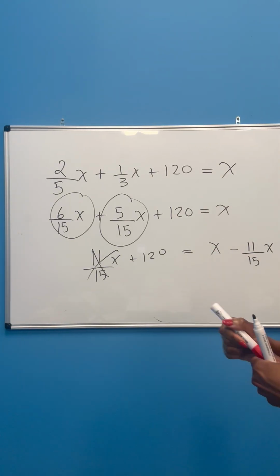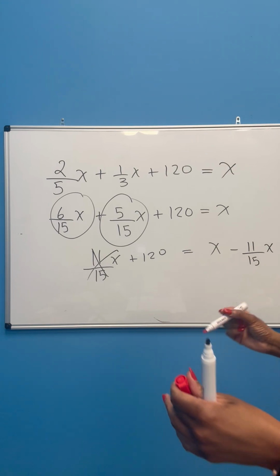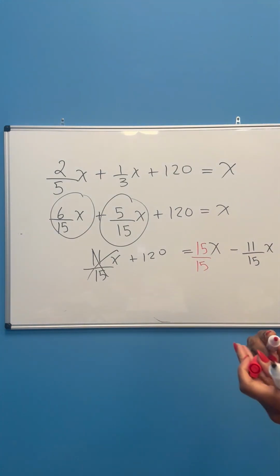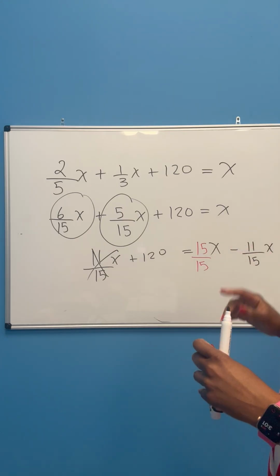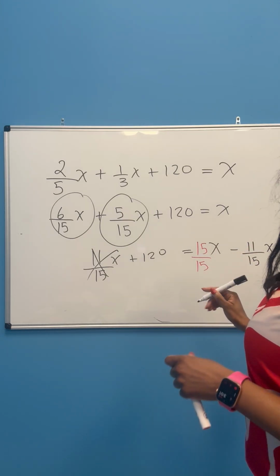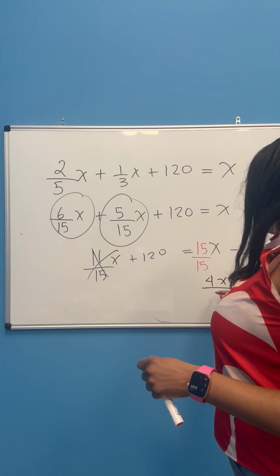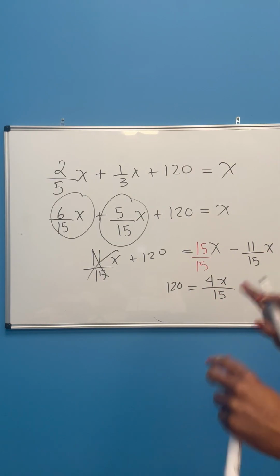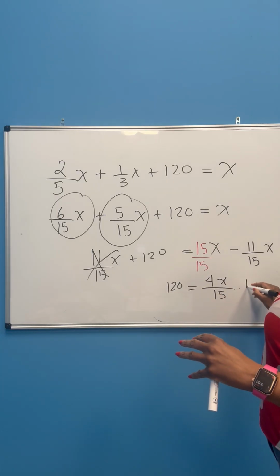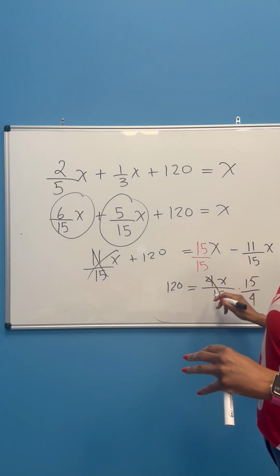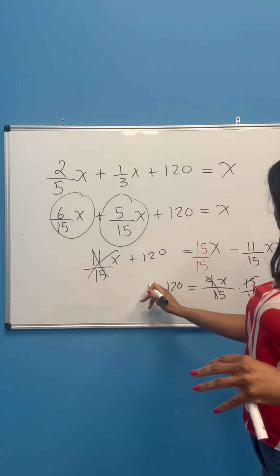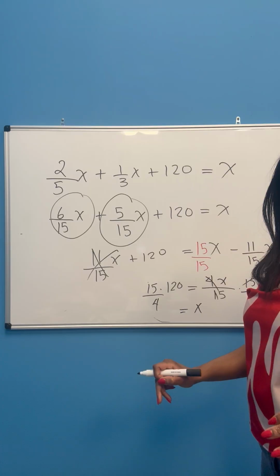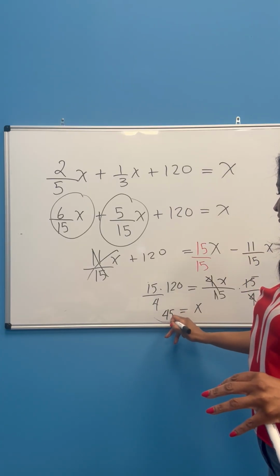We always have to have that common denominator. So this is 1x. So let me just change the color for this one. To change it, we have 15 over 15. That way I have that common denominator, but I still maintain that value of 1. 15x minus 11x is 4x over 15 equals 120. And just like before, I can multiply by the reciprocal, and I get x equals 450.